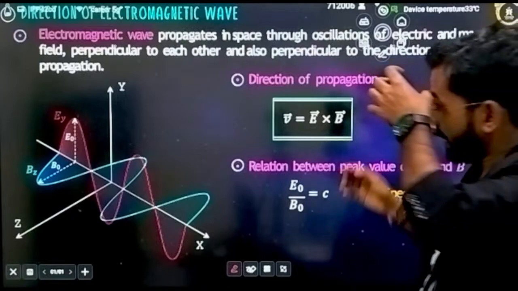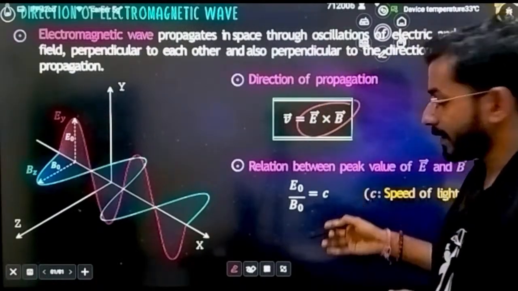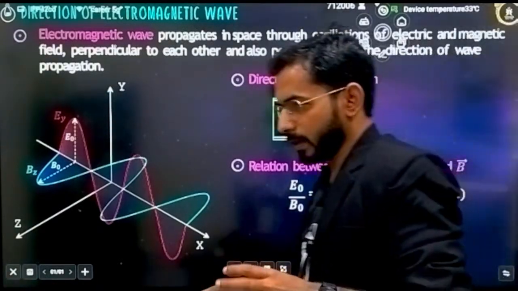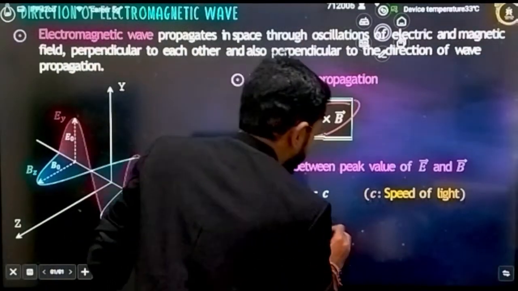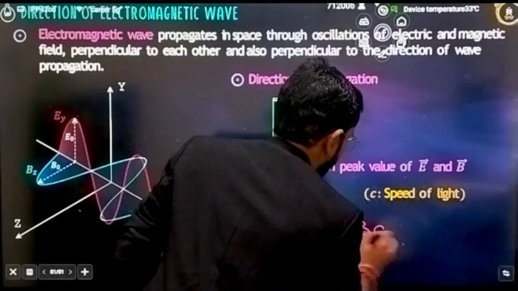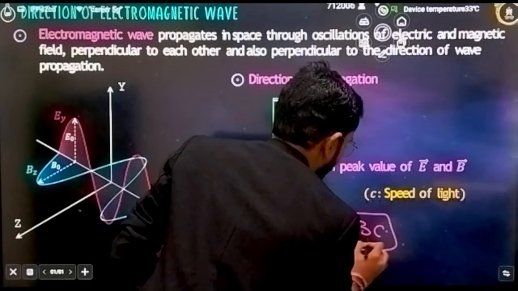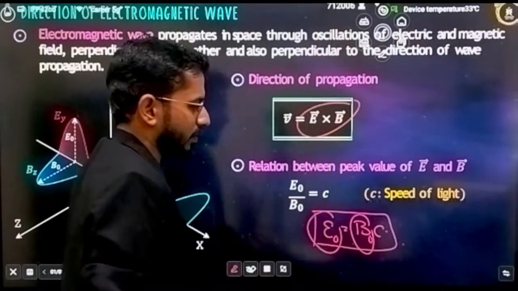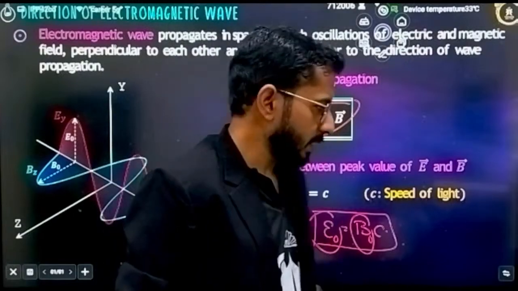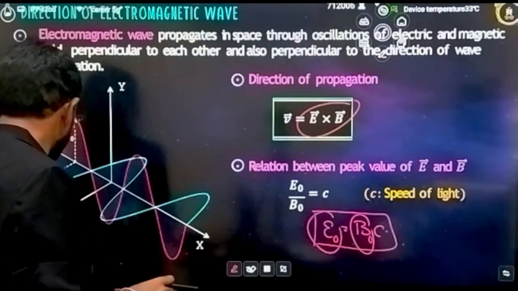For the direction of propagation, I have already told you it will be E cross B. And what is the relation between magnetic field, electric field, and velocity of light? It is defined as E is equal to B into c. These are the peak values, also called peak electric field and peak magnetic field. These are the terms that you should understand. This is a basic relation.